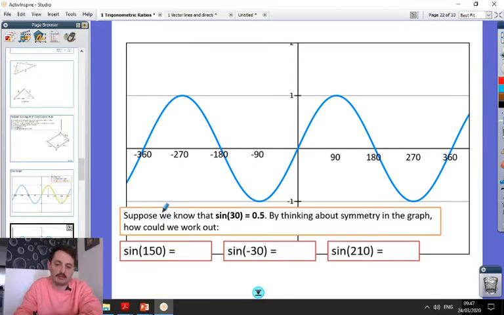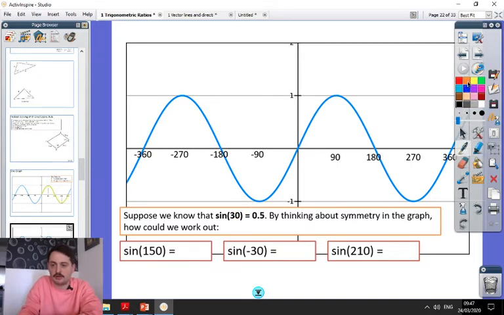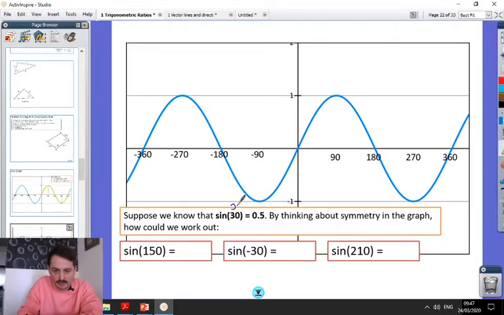So it says here, suppose we know that the sine of 30 is equal to 0.5. So let's just quickly break this down a second. The sine of 30, that is saying that you're putting 30 degrees in the x-axis. So I'm just going to go back over here. I'm just going to notice that this is the x value that we're putting inside the sine graph. The y value that it gives us is 0.5.